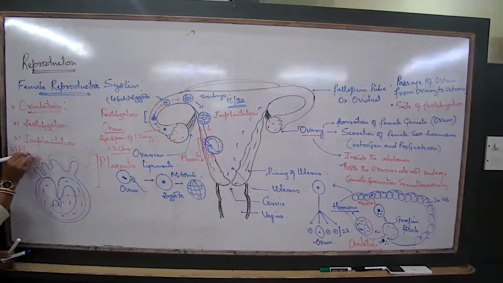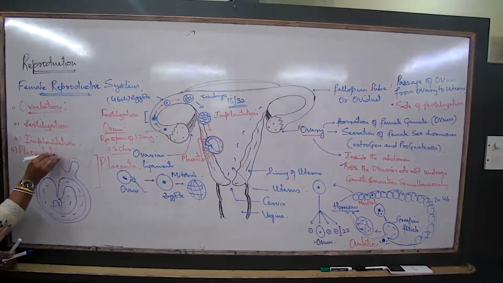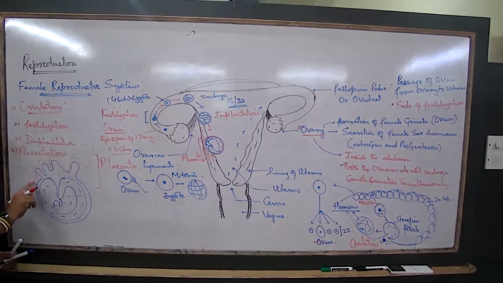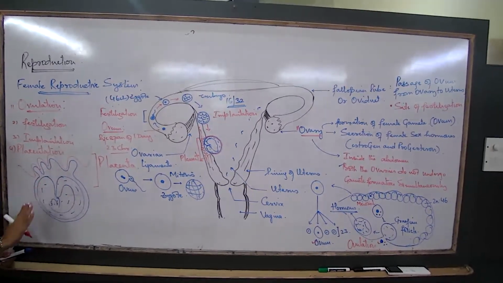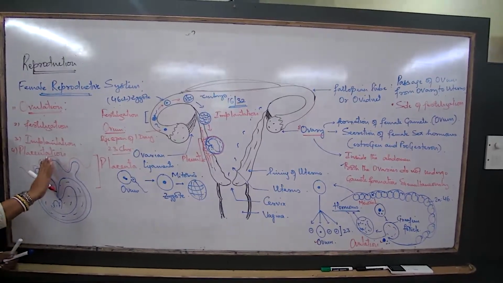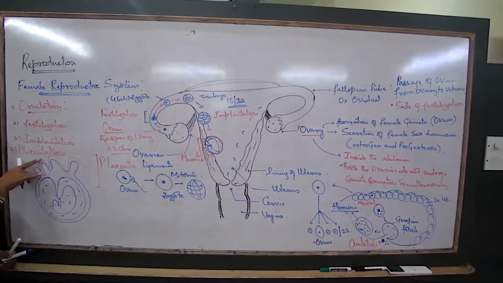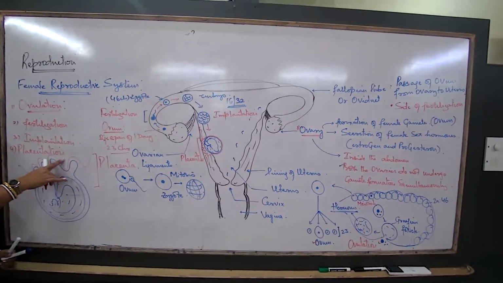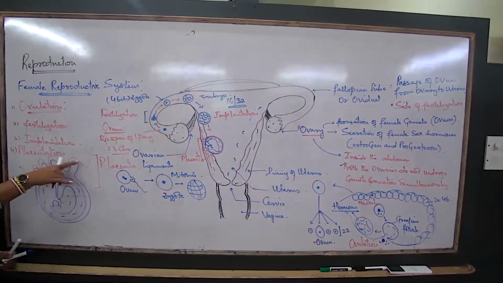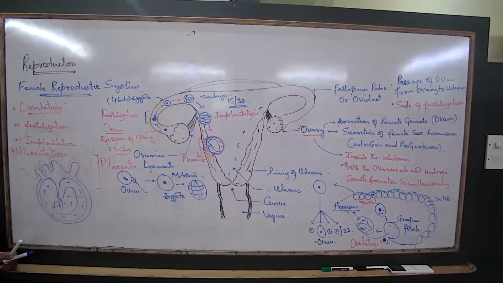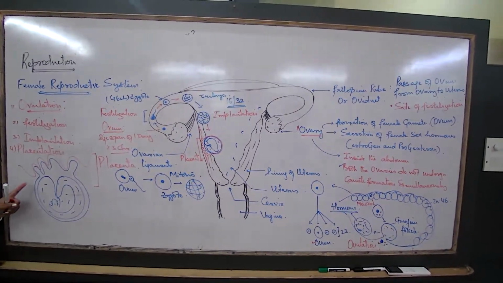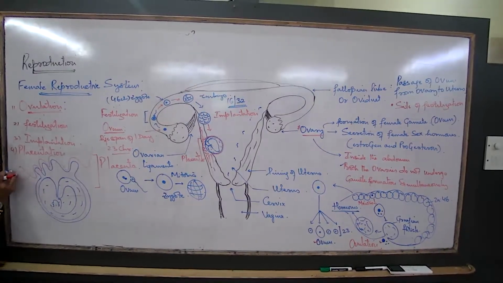What is the next stage after implantation? The next stage after implantation is placentation, where these finger-like projections start developing from the embryo and start forming a network with the blood vessels of the maternal body. So what are the two major tissues involved? Let us try labeling them.